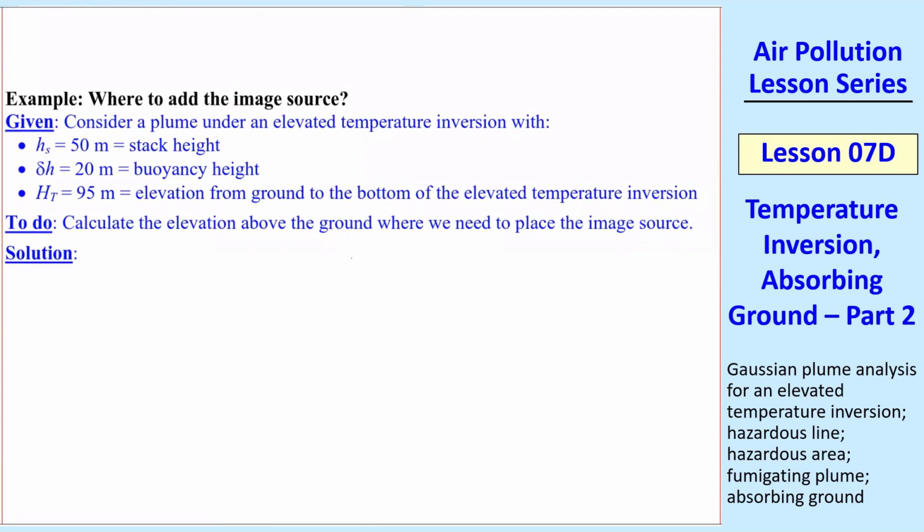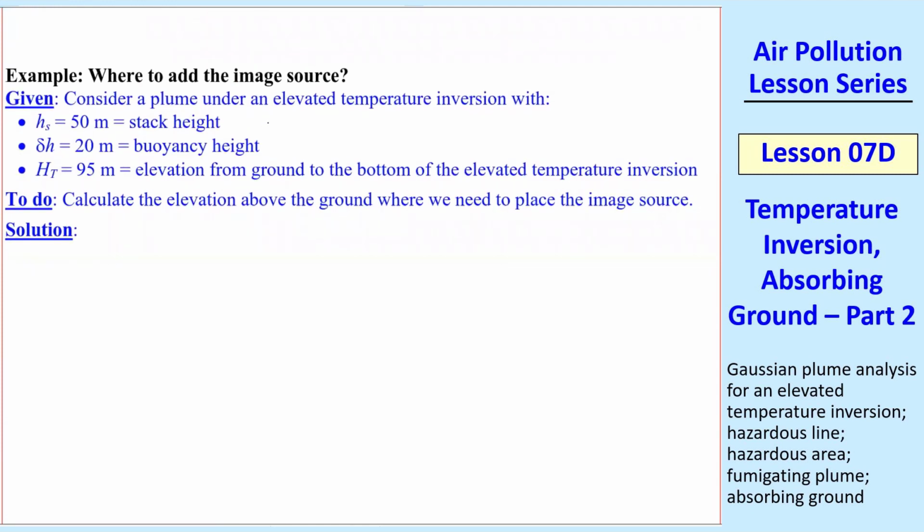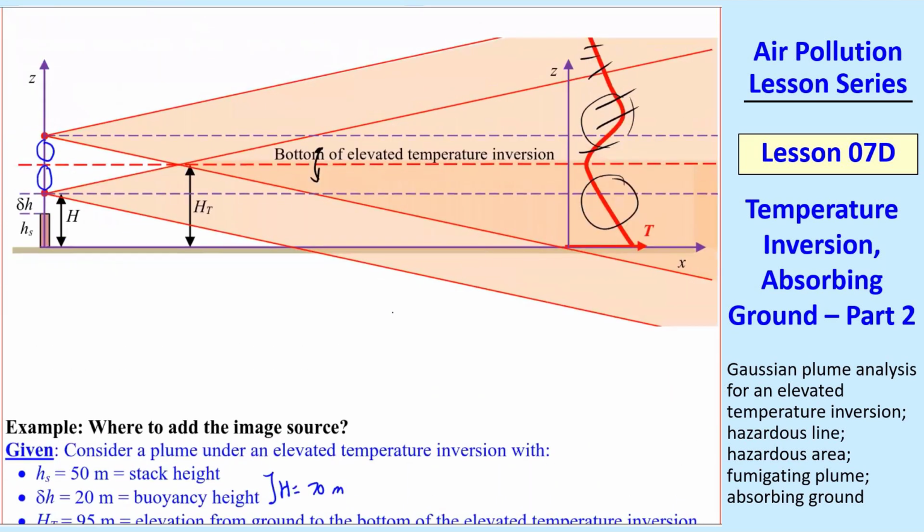Let's take a stack that's height 50 meters and has buoyancy of 20. So we know that H is equal to 70 meters. And then let's suppose that HT is 95 meters. So HT, remember, is this height from the ground to the bottom of the elevated temperature inversion. We need to know the location of this image source. We'll call that ZI. This is the real source, ZR. That's at H. Remember, Z goes up from the ground. So the real source is at H, and then this is HT.